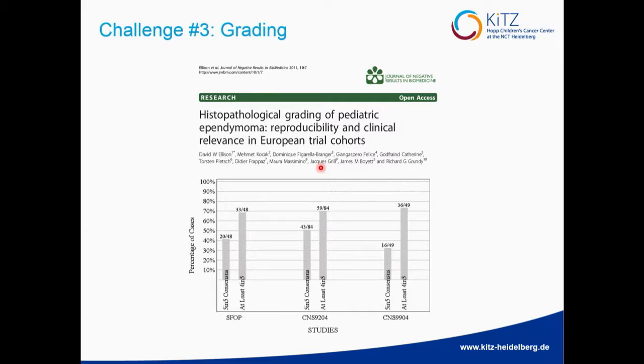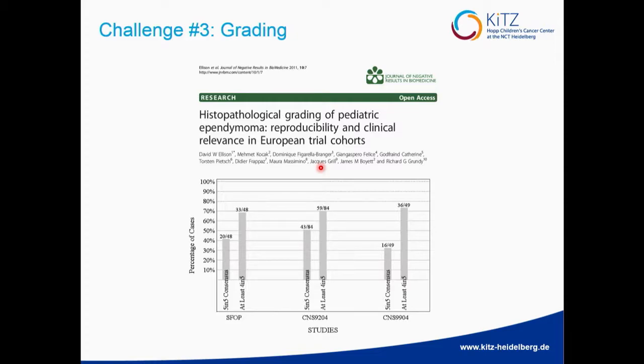And the third big challenge that I wanted to flag is grading. This is an example where I think some of the most eminent ependymoma pathologists or pediatric neuropathologists in the world were brave enough to publish something in a journal of negative results a few years ago. They basically tried to get to consensus if they call something a grade 2 or grade 3 ependymoma.